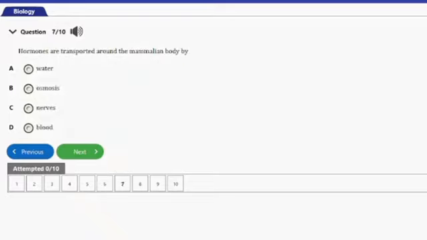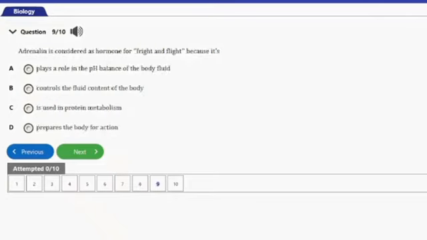Question number 7 here. It says, hormones are transported around the mammalian body by A, water, B, osmosis, C, nerves, D, blood. So guys, the answer to this question is option D here, and that's blood. So let's go ahead and consider the next question. That's question number 8 here. It says, which of the following organs is responsible for the production of insulin? We have A, pancreas, B, thyroid, C, spleen, and D, adrenal gland. So guys, the organ that is responsible for production of insulin here is the pancreas, and that's option A. So let's consider the next question here.